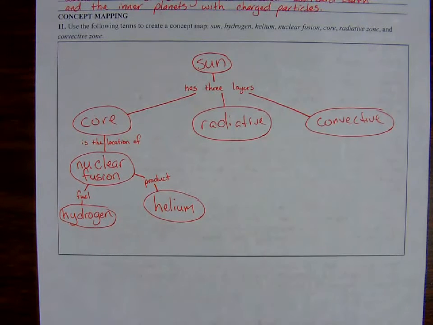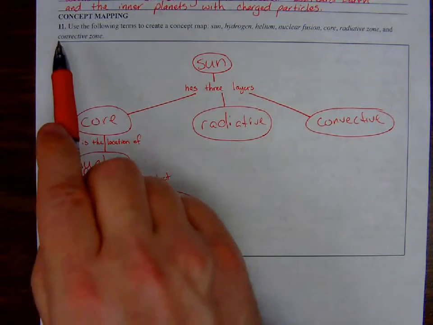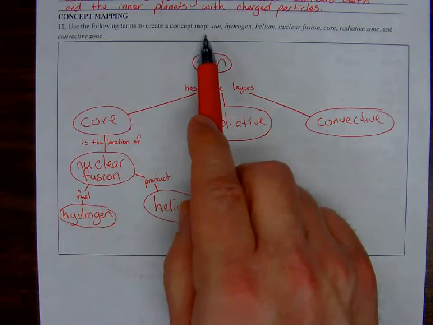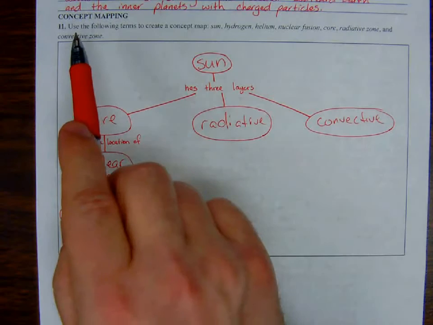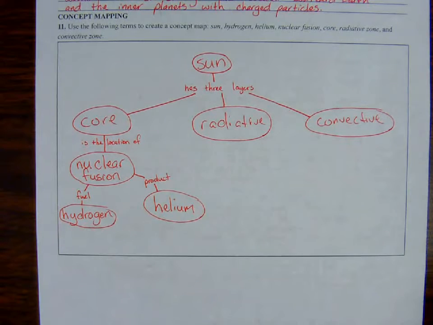So number 11, use the following terms to create a concept map: sun, hydrogen, helium, nuclear fusion, core, radiative zone, and convective zone. Now in general, when getting started with a concept map, go with the most broad concept that's in the list of concepts. Okay? If you go along and you're making your concept map and then you come up with a better way to start, that's fine. You can go back and change, right? That's why pencils have erasers.